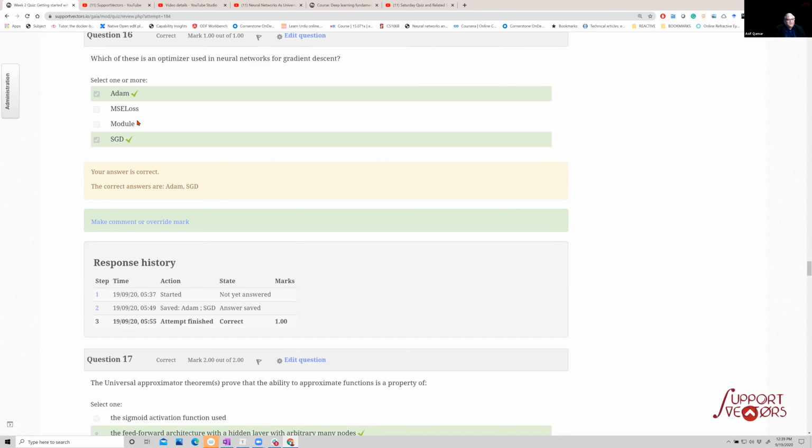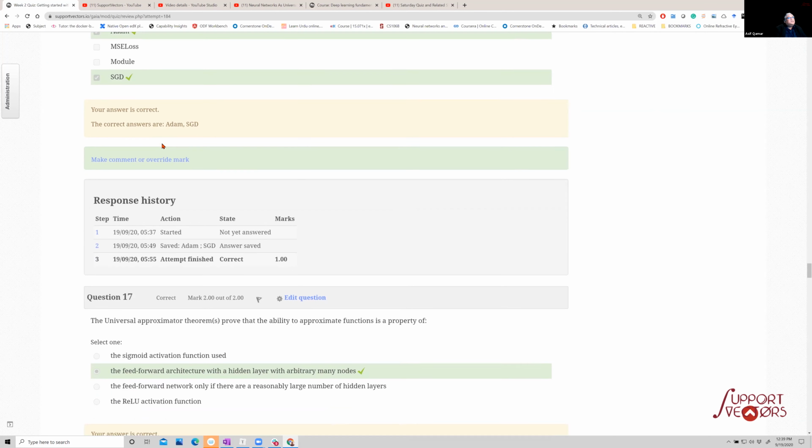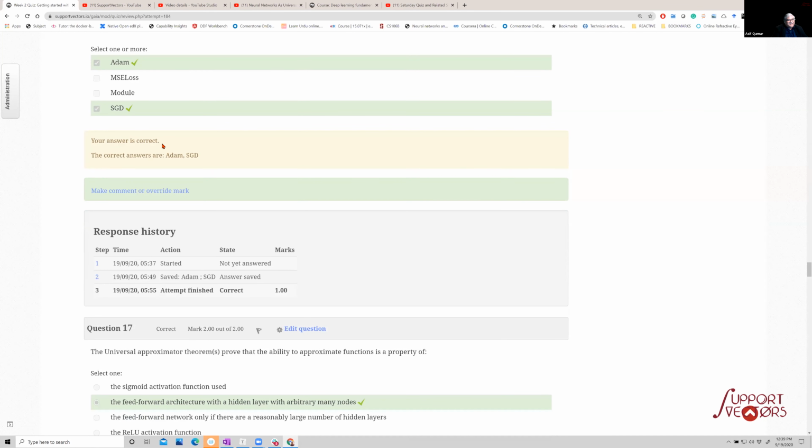And Module is the base class of everything in neural networks. So your hidden layer is a module. Even regularization like dropout is a module, and so forth. If you think of object-oriented programming, it is the root class or the base class of everything in PyTorch for neural networks. All the building blocks of neural networks have Module as their base class. So SGD stands for what? Stochastic gradient descent.